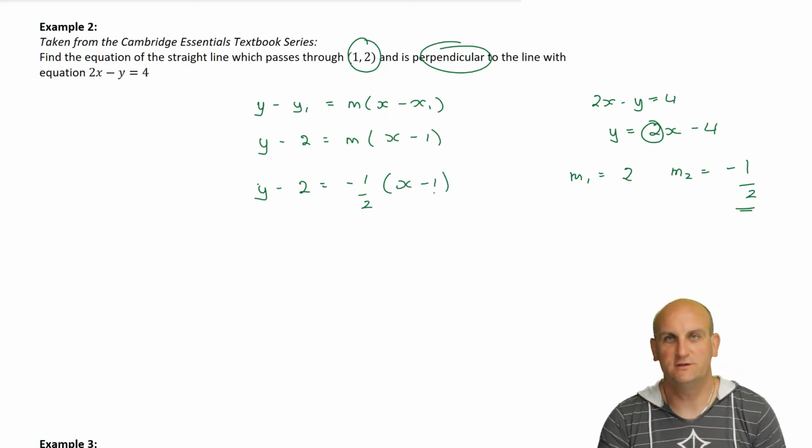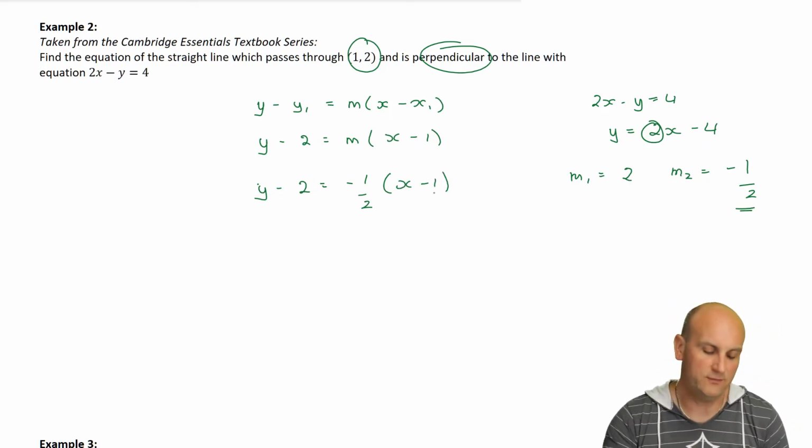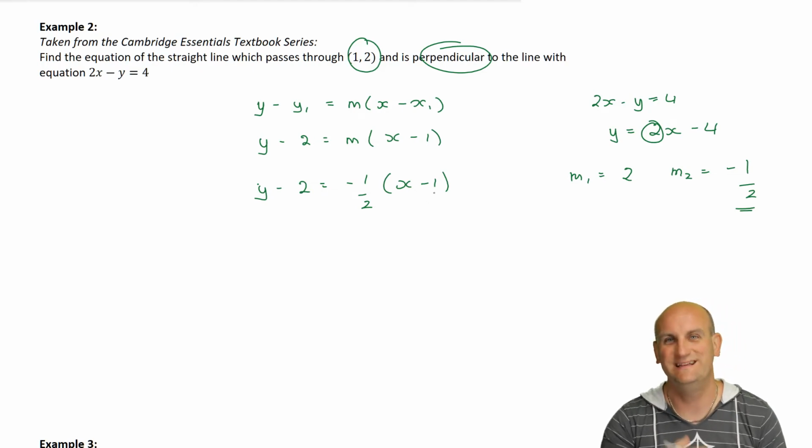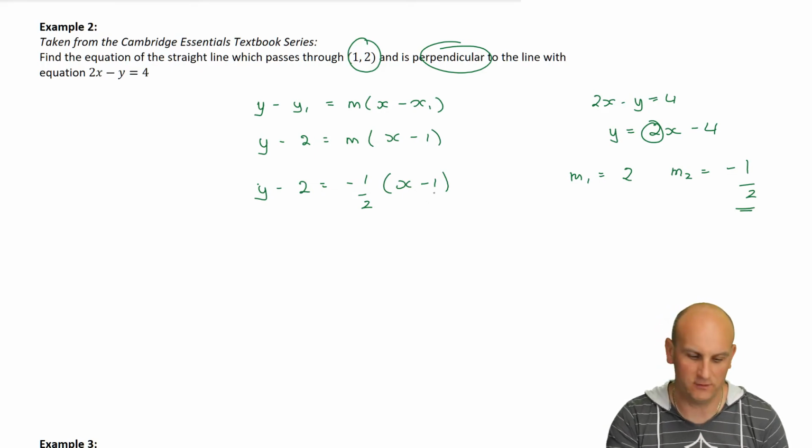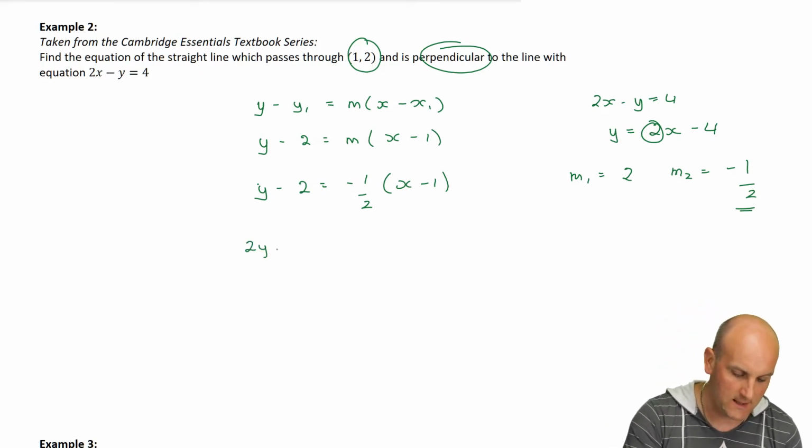I really don't like fractions, so how do I get rid of that fraction? Well, that minus a half is effectively, how do I get rid of that? Well, I'm going to double everything, right? How do we undo a half? You double, but you double absolutely everything. So I get 2y minus 4 is equal to minus x minus 1.